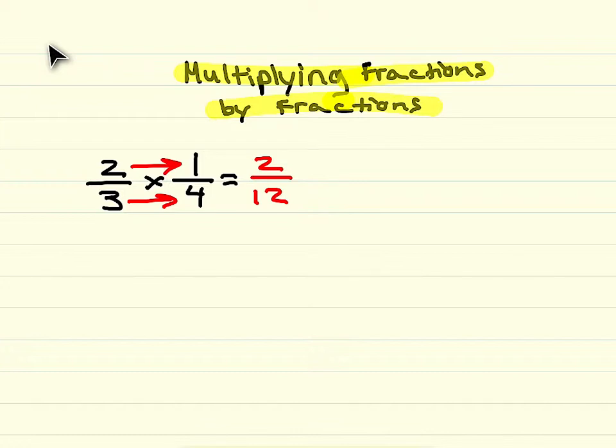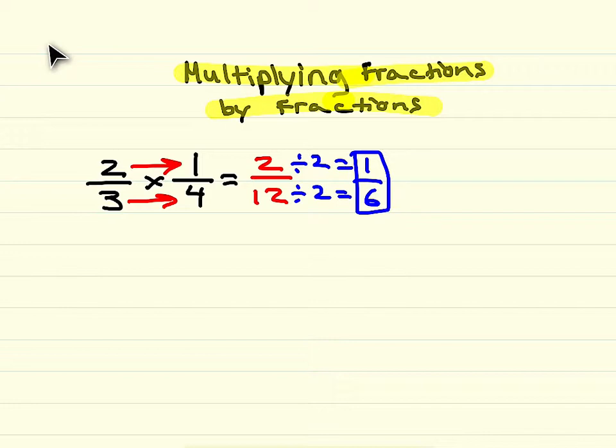2 and 12 both share the common factor of 2. So we can divide both of these by 2. And we get 1/6. And 1/6 is your answer for 2/3 times 1/4. And again, 1/6 is less than both factors. It's less than 2/3. And it's also less than 1/4. Because this is such a simple process, let me show you how this actually works.